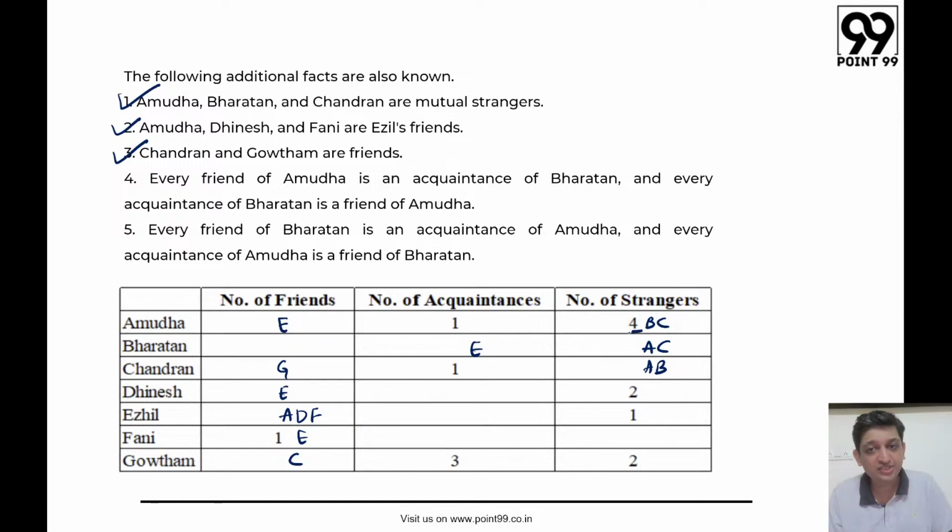Now out of them, 4 are strangers and 1 is an acquaintance. So 1 has to be a friend. Right? So if there is 1 friend, that friend is E, we know. So we know that every friend of Amuda is an acquaintance of Bharatan. And every acquaintance of Bharatan is a friend of Amuda.